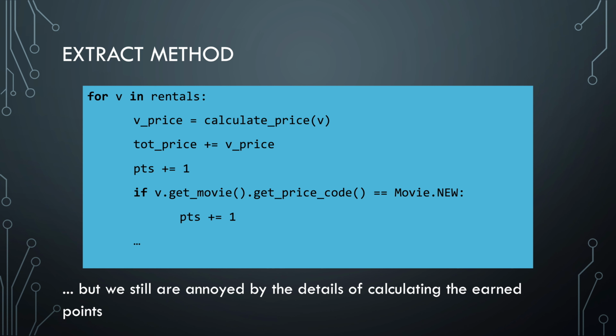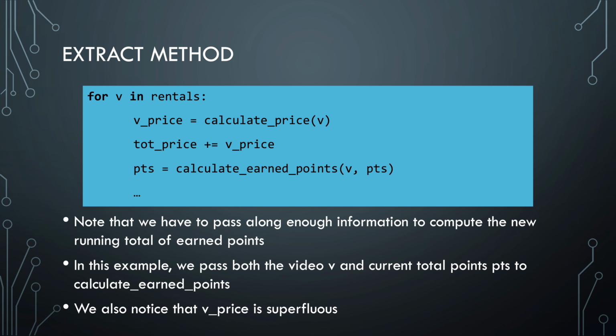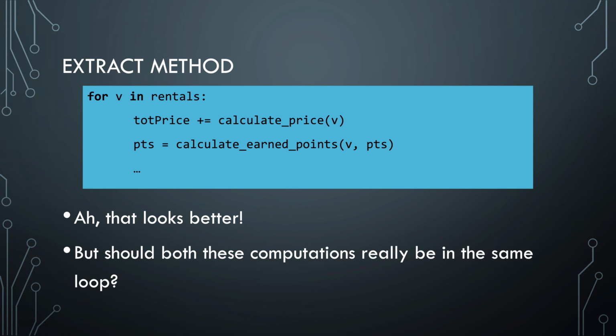Now the code is already a lot cleaner, but it would be better if we also separate the task of calculating the earned points for a movie. And now we get this. We introduce another method, calculateEarnedPoints, that does the point calculation job for us. It uses the current point total and the rental to compute the new earned points total. But now we see that the vPrice variable is actually not needed anymore. So we can simplify this code even more. This looks a lot better.